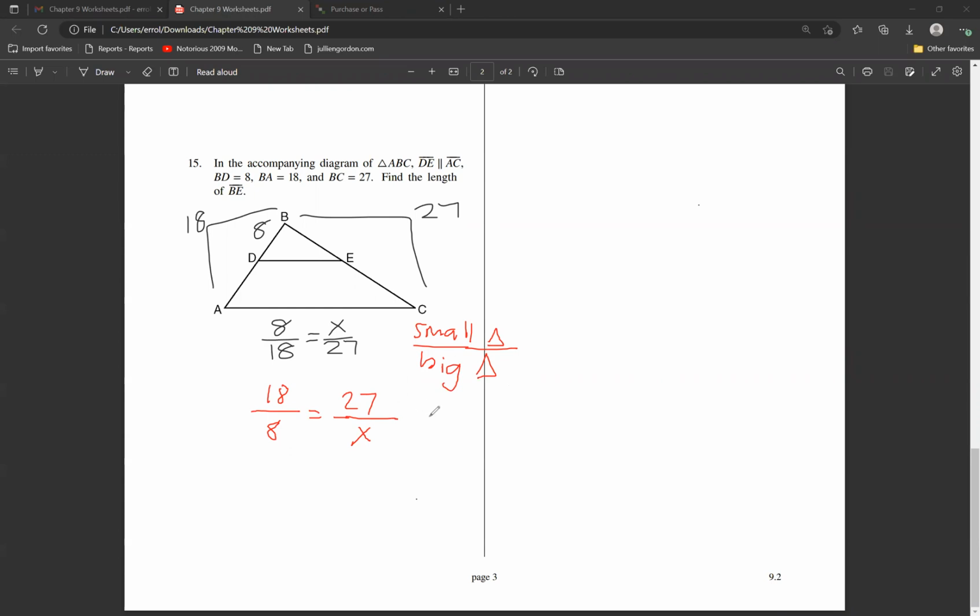Now on this one, I have the big triangle on top, and I have small triangle on the bottom. Will we get the same answer? Yes. Okay. All right. But if you want to keep it like this, it's okay. I just want to tell you that you can flip it, but as long as you stay consistent on this second proportion, you'll be okay. All right. Go ahead.